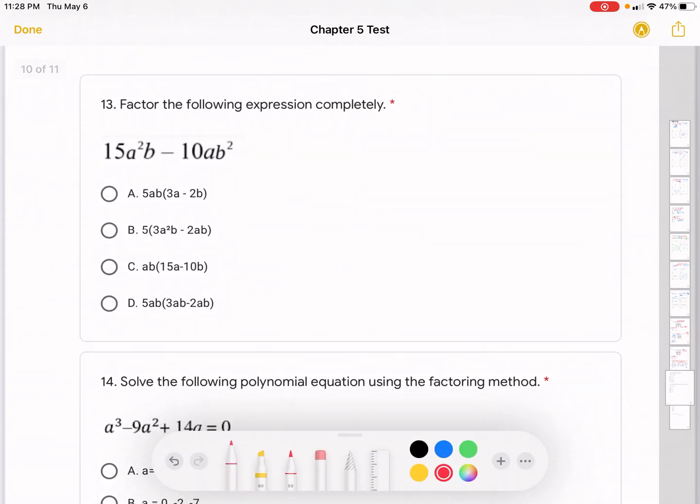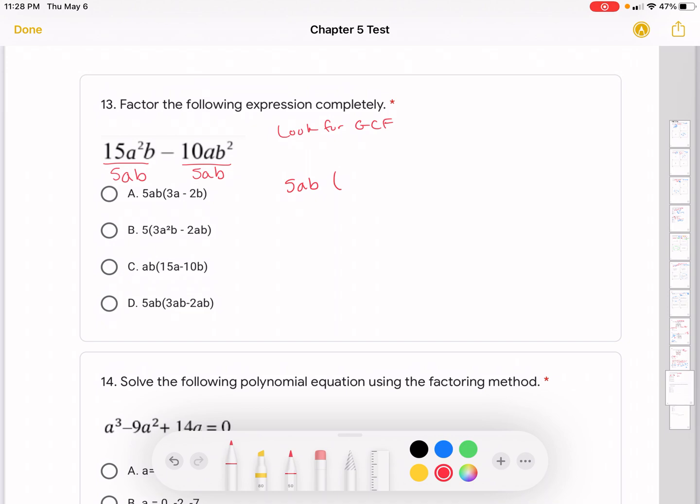Again, you always look for a GCF first. Here, my GCF would be, if you're looking at the numbers, 5, because both of those can be divided by 5. Both of them have an a. When you want to do one that they can be divided by, a squared can be divided by a, but a can't be divided by a squared because you'll get a negative exponent. So same thing, we can also factor out a b here. So the greatest common factor would be 5ab, so I'm going to factor that out.